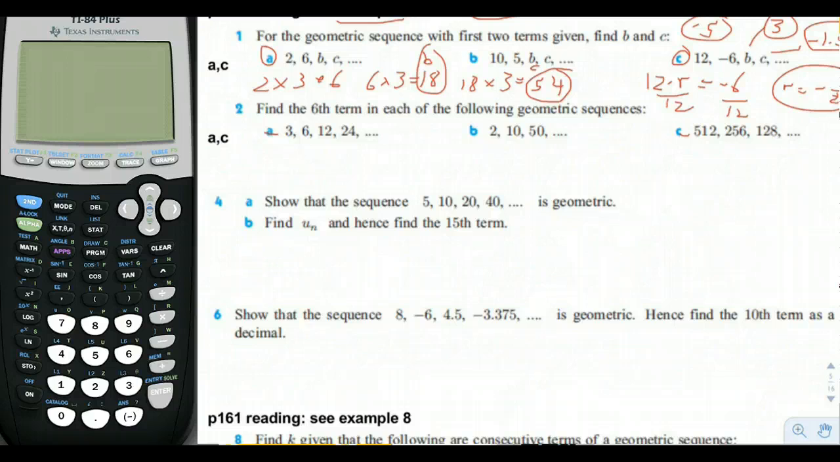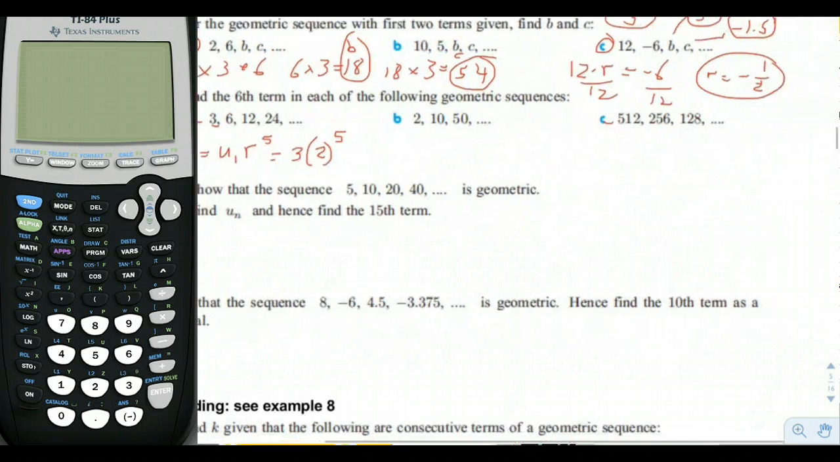So we could use the formula, right? We could say u6 is equal to u1 times r to the n minus 1. And of course, n is just 6, so that means 6 minus 1 is 5. Okay, so we just need to figure out what to put in for r, because u1 is obviously 3. What's r? Well, it looks like we're multiplying by 2 every time, so r would be 2. So it would be 3 times 2 to the 5th. So you just need to multiply that out with your calculator.